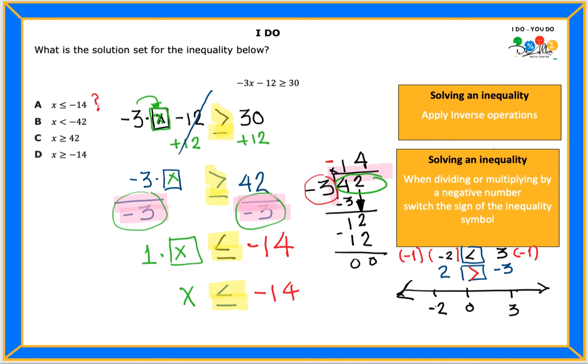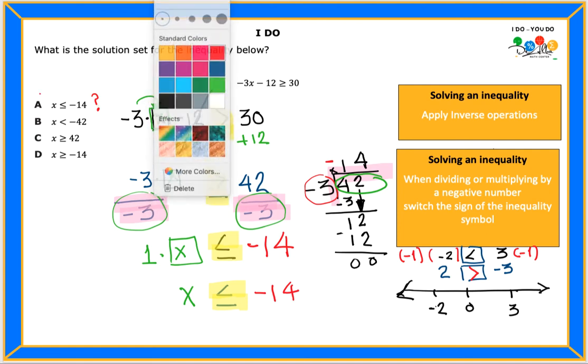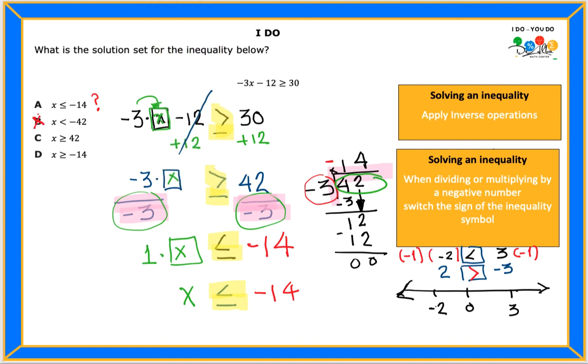I'm going to look at the next inequality. For choice B, we have less than negative 42, but they don't have the equal sign. That's why this cannot be your answer. Let's check on letter C. They have x greater than or equal to 42, and that cannot be the answer. And finally, letter D, x greater than or equal to negative 14. And what happened here is, you see, they didn't flip the inequality symbol, but we are dividing by a negative, so we should have flipped the sign. So our answer is letter A.